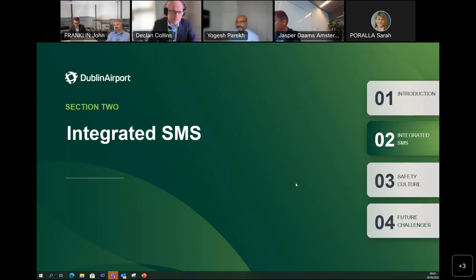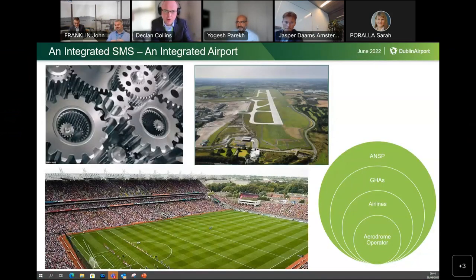In terms of integrated SMS, I suppose, like the common themes we heard earlier from Jasper, Yogesh, Edward and John setting the scene, we see the airport and the aviation network as a very much integrated system. So the integrated SMS really speaks to that. You see at the bottom of the screen Croke Park. The national sport is GAA. We might be able to build the pitch as an aerodrome operator, but we need a number of actors involved in that environment to make the football game work. Likewise, in an aviation setting, it's the exact same approach. Cogs in a wheel is another analogy we can use.